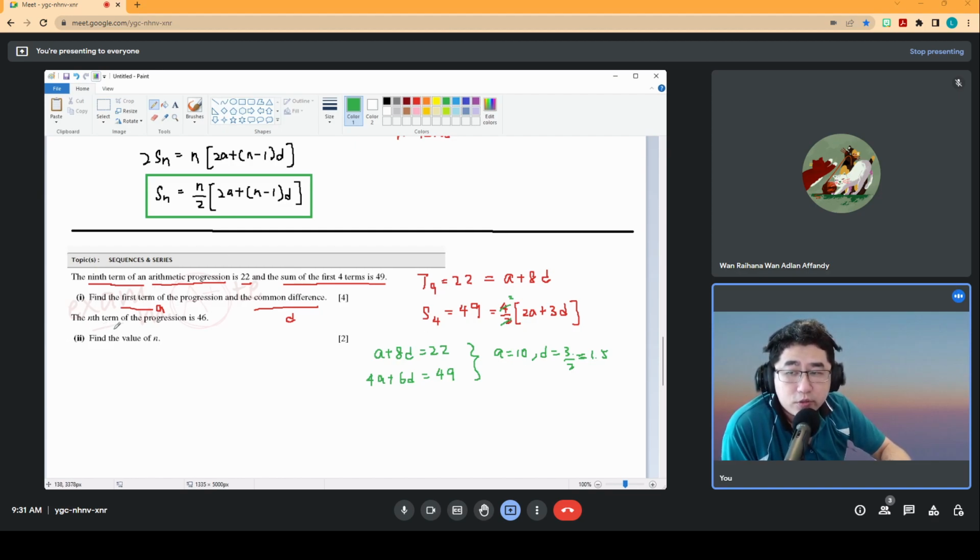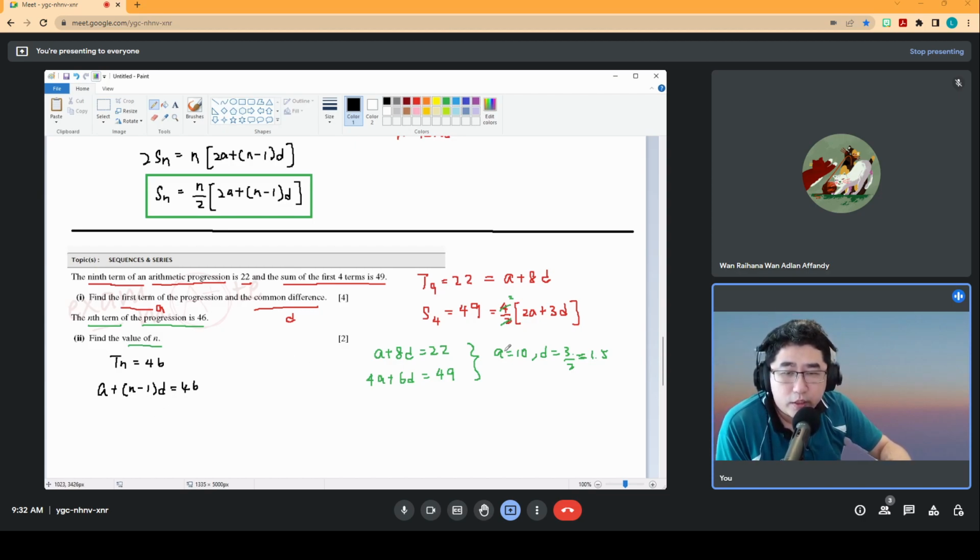The second part of the question says, the nth term of the progression is 46. Find the value of n. So we write the equation: Tn equals 46. Write out the formula. I have A plus (n minus 1)D equals 46. You should realize that this is a continuous question. You will need the A and the D that you found earlier. If your A and D are wrong, of course, part 2 of the question will be jeopardized.